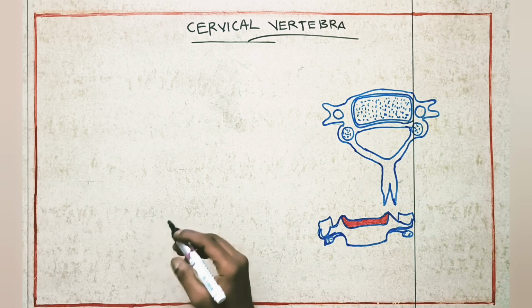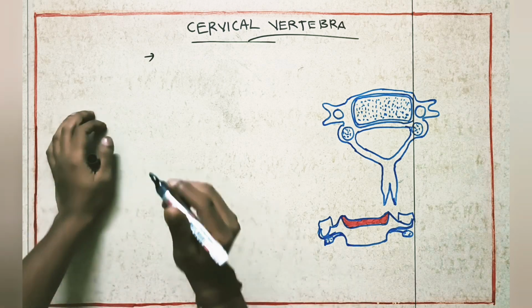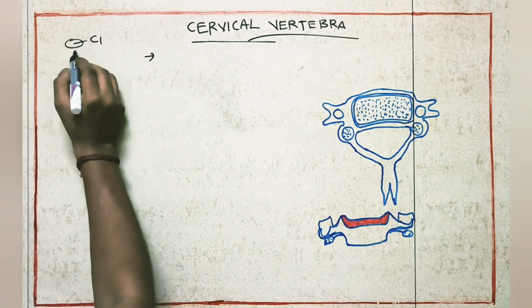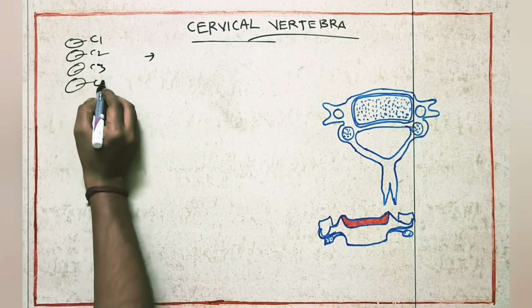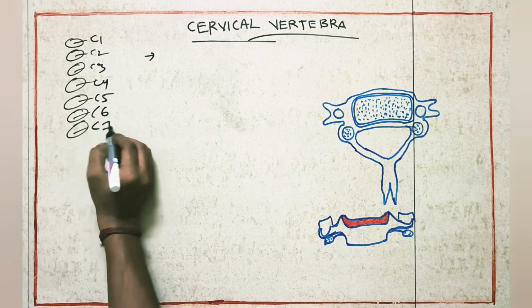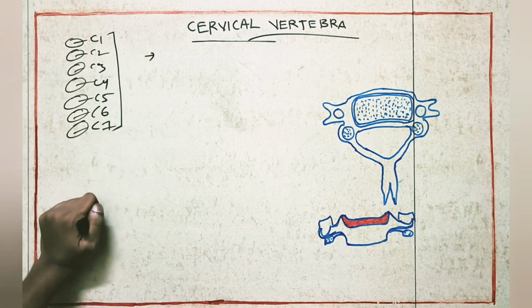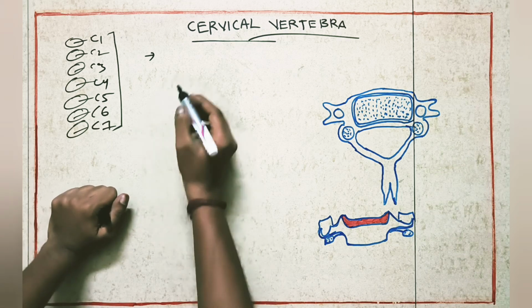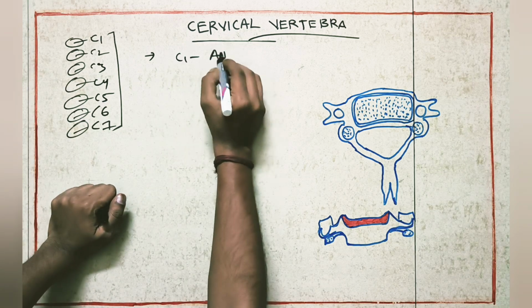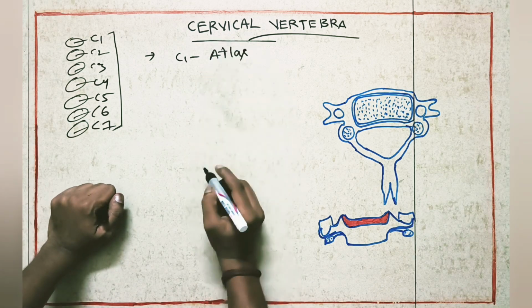Structure of the cervical vertebra. If we take the cervical spine, here we will have C1, C2, C3, C4, C5, C6, C7. So a total of 7 cervical vertebrae are there. The C1 cervical vertebra is called the atlas.